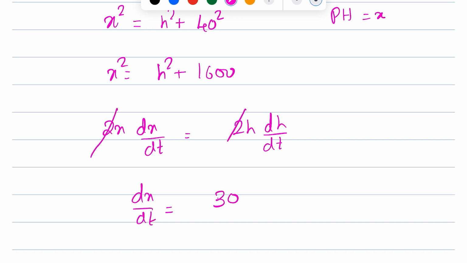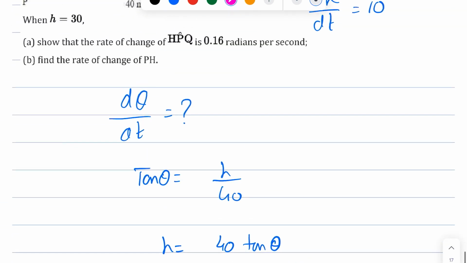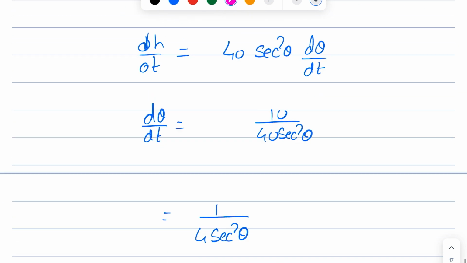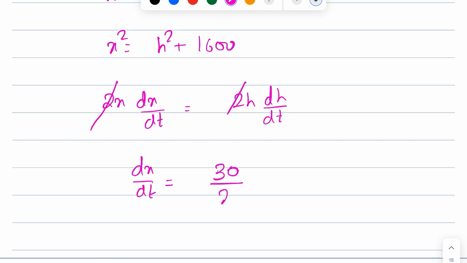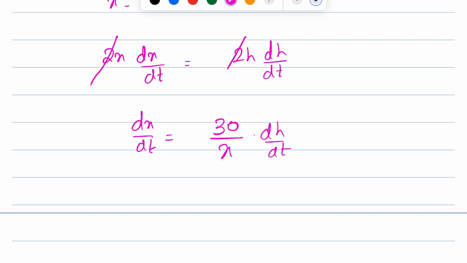h is 30, and what was x over here? Has he given any value of x? When h is 30, we have to know that value of x also. So first of all, let me write it out in terms of x rather than writing the h value right now. I'll write h upon x times dh upon dt.